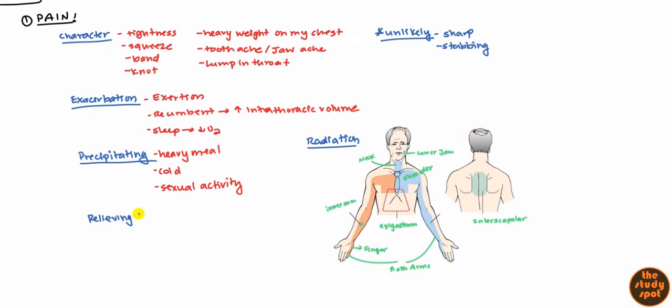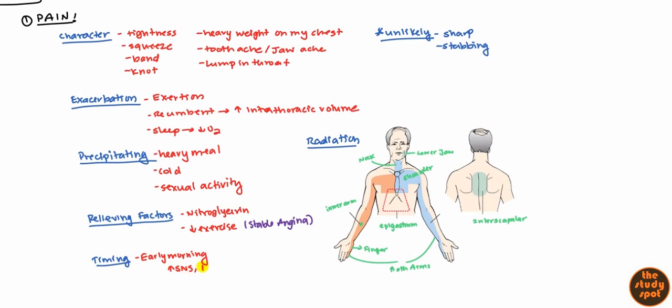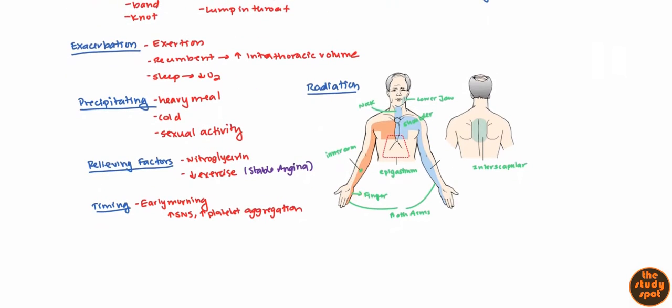Now, that's the radiating factors. Let's talk about the relieving factors. So relieving factors are going to be nitroglycerin and even decreased exercise. And if it decreases with exercise, you want to start thinking of stable angina. Now, timing, most coronary artery disease occurs in the early morning. And this is because you have increased sympathetic nervous system activity and increased platelet aggregation, which make it more likely to have an MI at that time. So this is generally the pain that you would see.